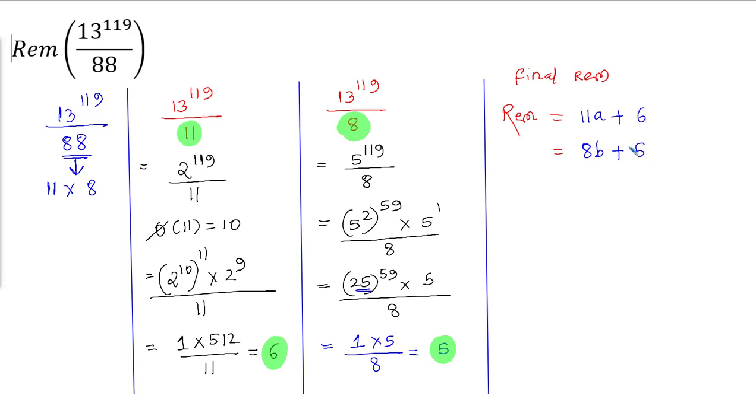So let's do some trial and error here. If I put a is equal to 0, it is 6. A is equal to 1, it is 17. A is equal to 2, it is how much? 28. A is equal to 3, it is how much?